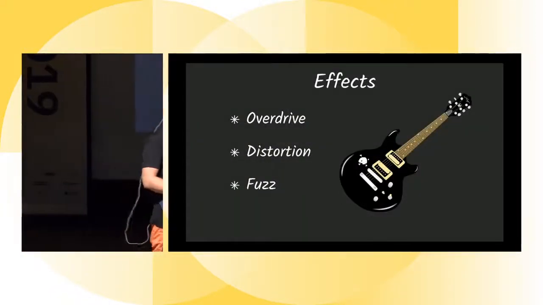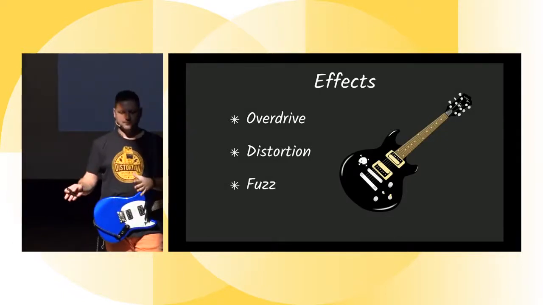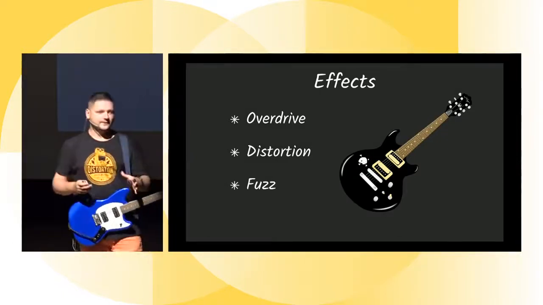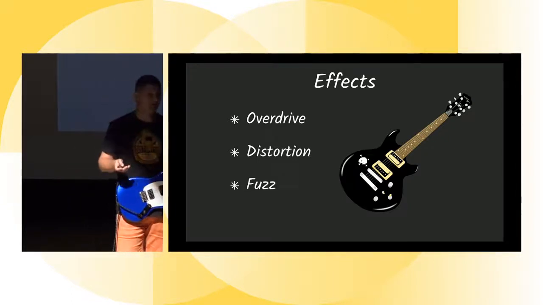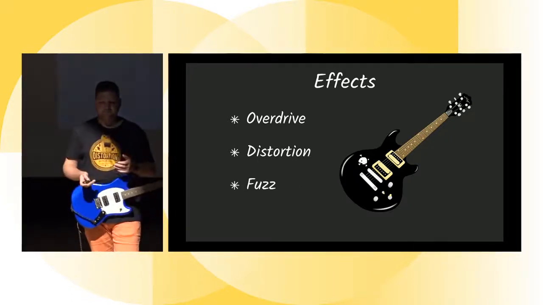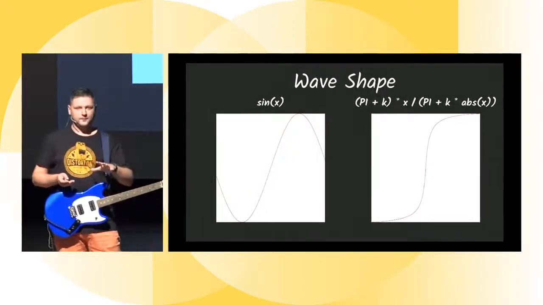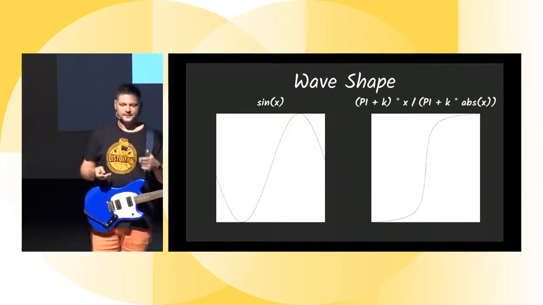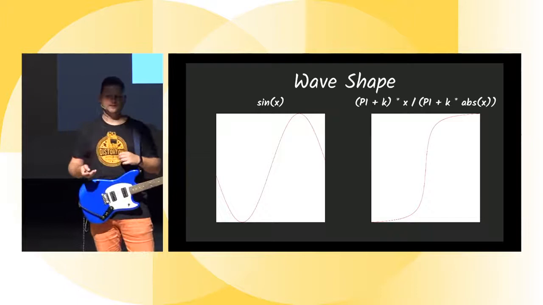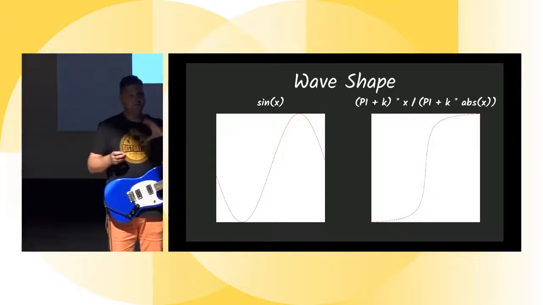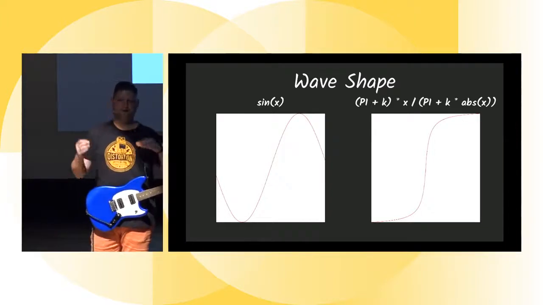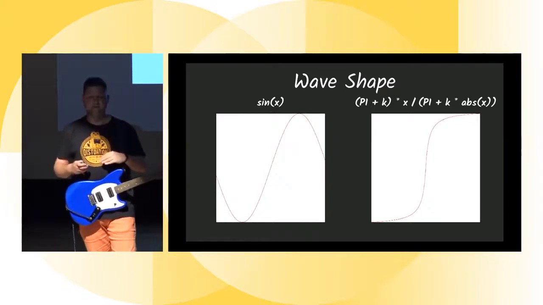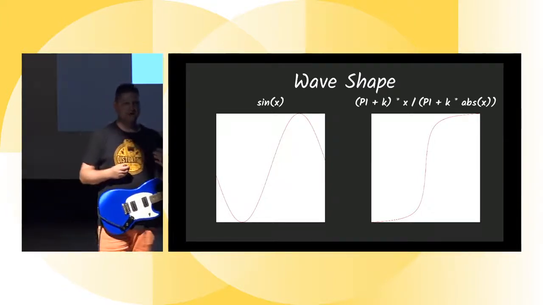Okay, as I said before, distortion is a group of effects. It consists of overdrive, distortion, and fuzz. So what is the difference between them? Again, we can imagine our sound wave as a sine wave, and we apply a wave shaping function to our wave, and it becomes more square. Doing that, we're generating harmonics.